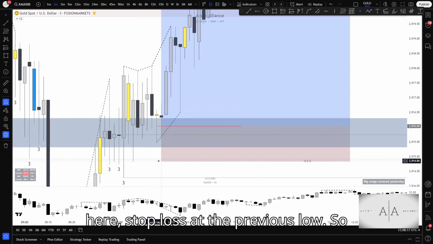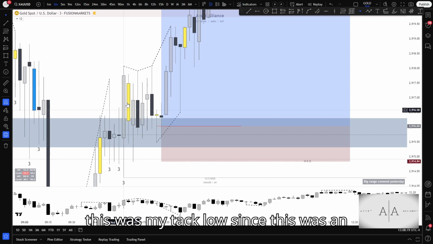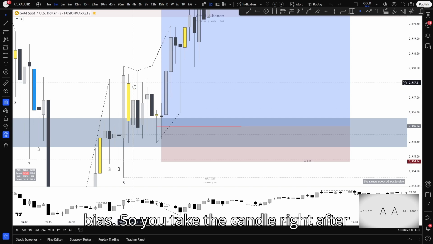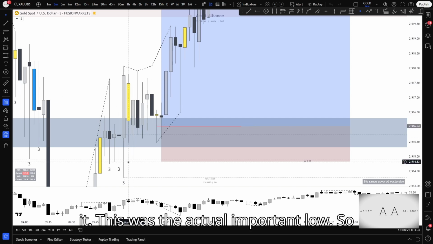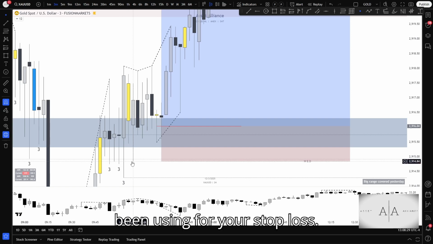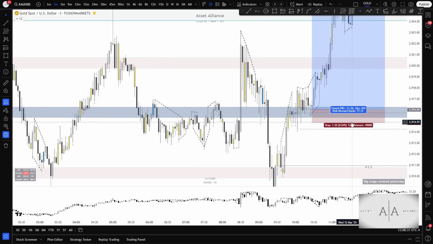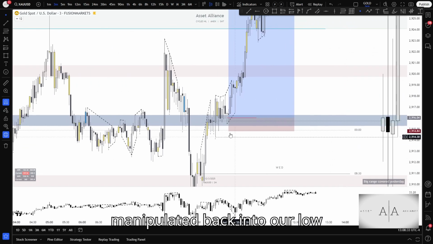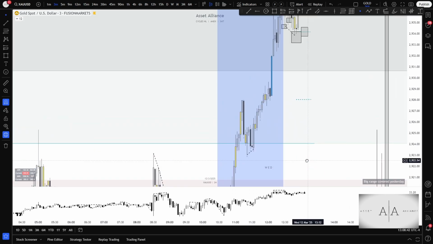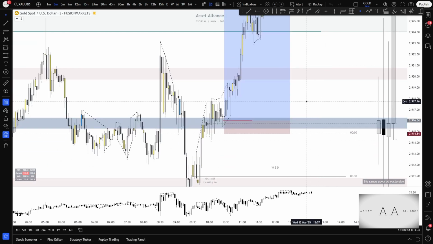Stop loss at the previous low. So this was my tack low since this was an inside bar. Inside bar, again, no bias. So you take the candle right after it. This was the actual important low. So this was the protected low you would have been using for your stop loss. For then higher prices, we also manipulated back into our low of the OHLC. So open, accumulating, low, high, and then we're going to close, right?